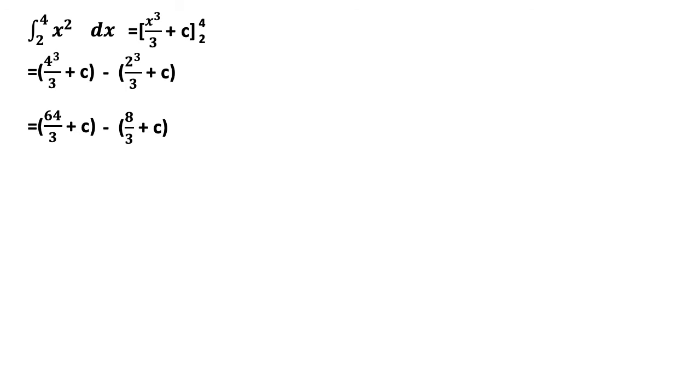And if I write this out without the brackets, it would leave me with 64 over 3 plus c. And if I'm subtracting everything in the second brackets, it would leave me with minus 8 over 3 and minus c. And as you can see, the plus c minus c cancels out. And that would always happen. So with a definite integral, you don't need to actually put the plus c in because it would cancel out anyway. My final answer is 56 over 3.